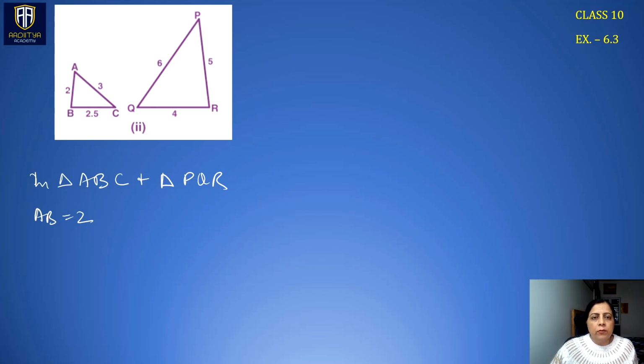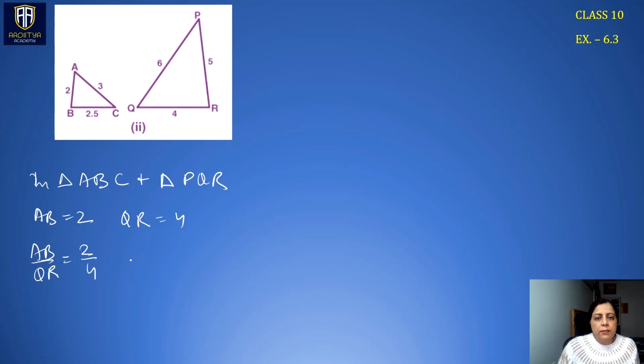If we check, AB is 2, and 6 is 3 times. Then 6 is 3 times. This 4 is 2 times. So check what we can do. AB is 2 and QR is 4, right? If I write AB upon QR, it is 2 by 4.